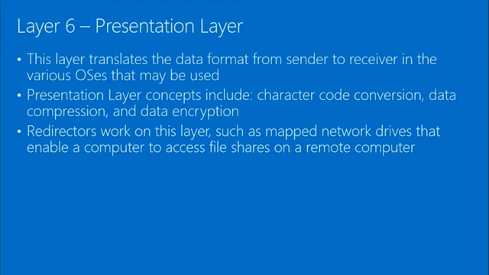Layer 6, the presentation layer, translates data format from sender to receiver in the various operating systems that might be used. Concepts include character code conversion. Remember I mentioned ANSI versus EBCDIC? Not necessarily keyboard types, but data representation. How do you represent an A in this system versus in that system? The presentation layer is the one that translates that. Redirectors work at this layer, such as mapped network drives that enable a computer to access file shares on a remote computer. Again, a translation system.